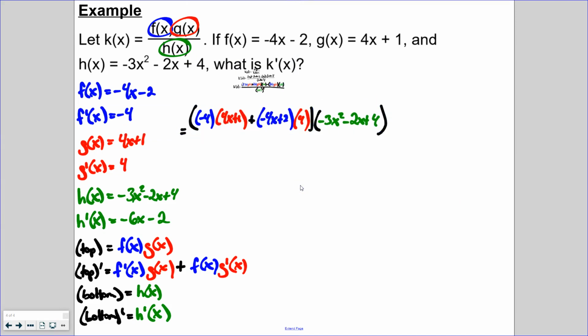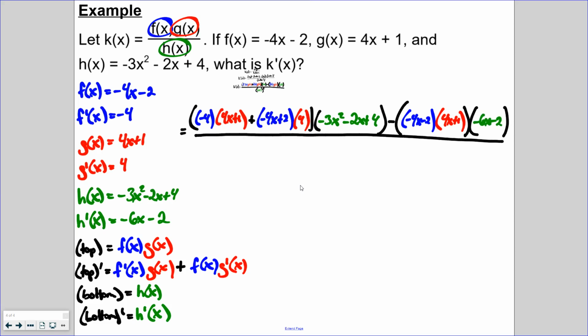All right, so continuing on this, we're going to have f of x, which is negative 4x minus 2, times our g of x, which is 4x plus 1, times the derivative of h, which we can see is negative 6x minus 2, and then this is all over negative 3x squared minus 2x plus 4 squared. Whoo! This is going to be fun. All right, let's hit it.